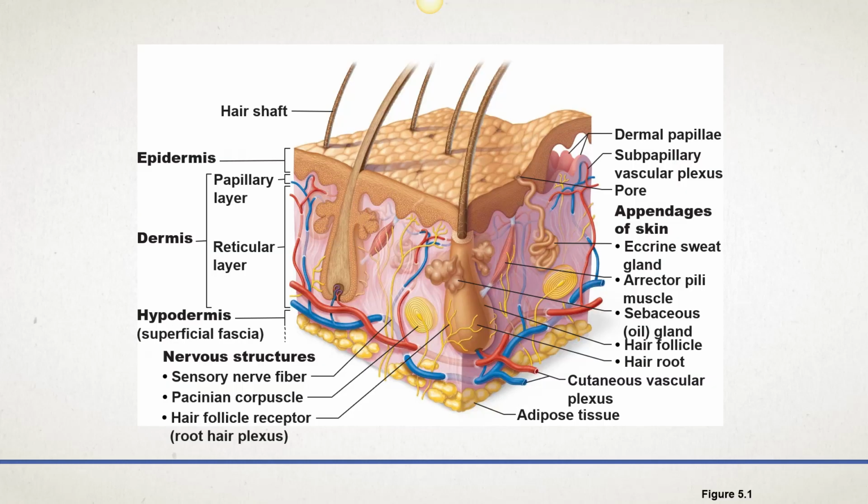So here you can see the various layers of the skin. So here's the epidermis, the dermis, and then the hypodermis is this underlying layer that follows all of the skin around the body. If you look here, all of these blue and red stringy things, those are the blood vessels, and the blood vessels stop right here.